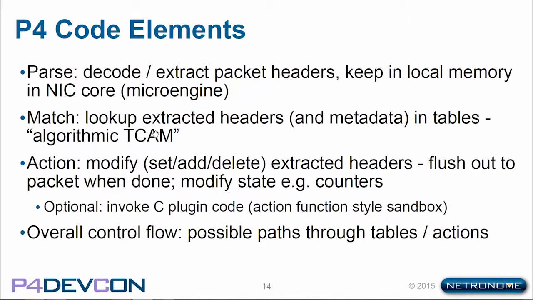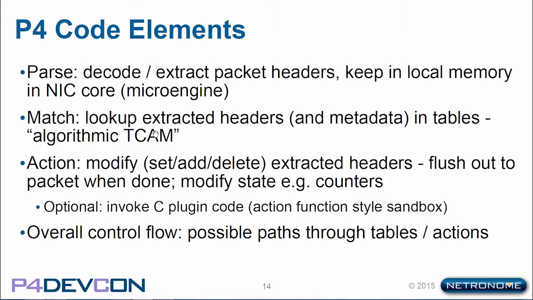So after the packet headers are sucked in there, the matching operates on them, effectively an algorithmic TCAM. We can talk a bit more about the algorithms and things over a beer later. The actions are going to modify the extracted headers in the same local memory. So it's also very fast to modify them there. And then they get flushed out to the actual packet. The packets are, in this case, also kept in on-chip memory. It's a bit slower than the single cycle one, but the packet data can also remain on chip.